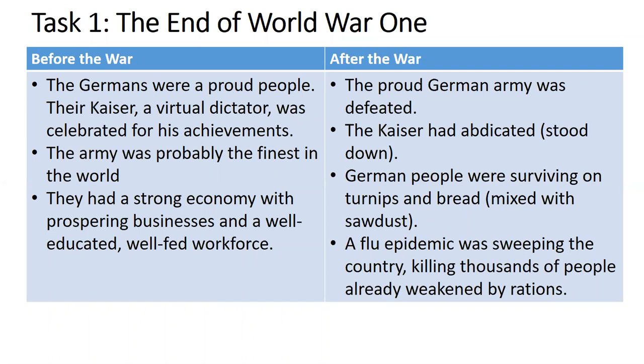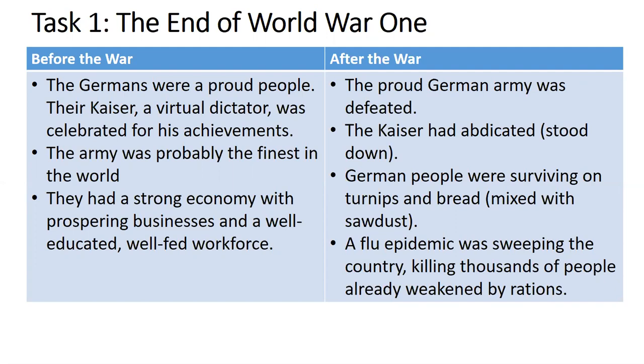Okay, so we're not going to go through the events of the war. I mean, this links to what you did in year 8. But after the war, the German army was defeated. The Kaiser had abdicated. The Kaiser actually left Germany and went to Holland. German people went through one of the worst times of their life, where they were surviving on turnips and bread that were mixed with sawdust.